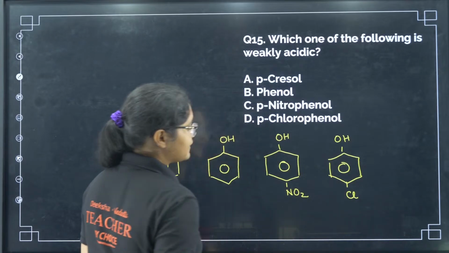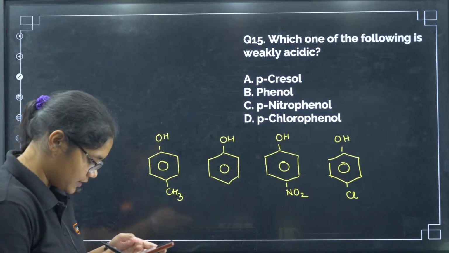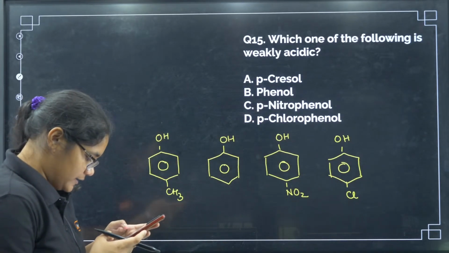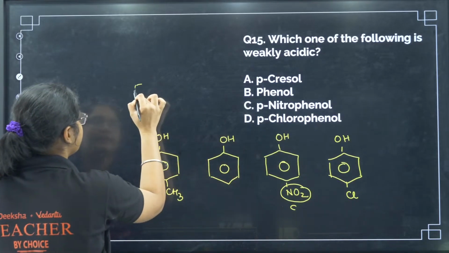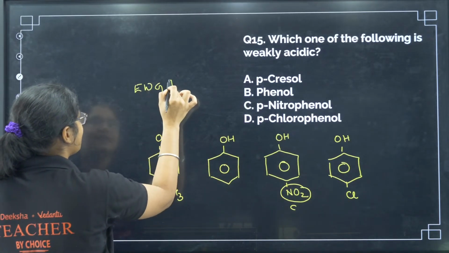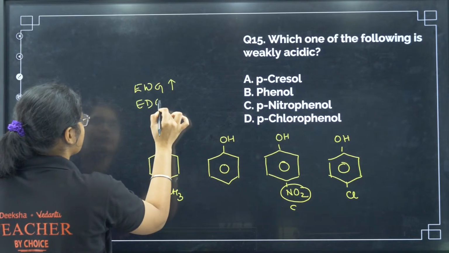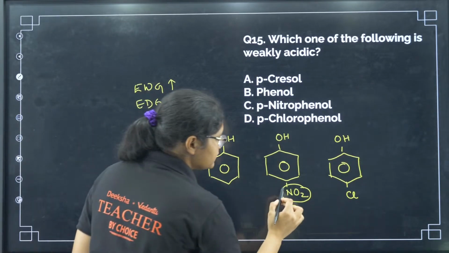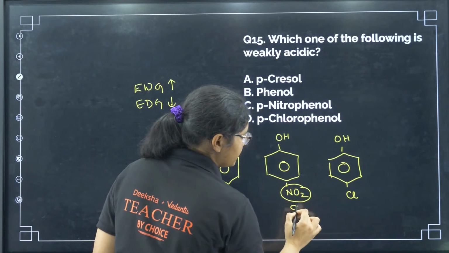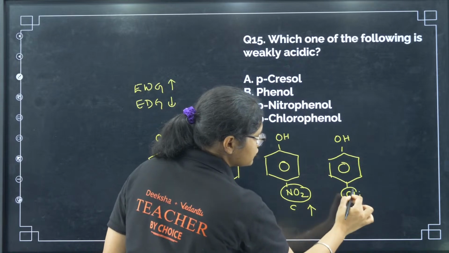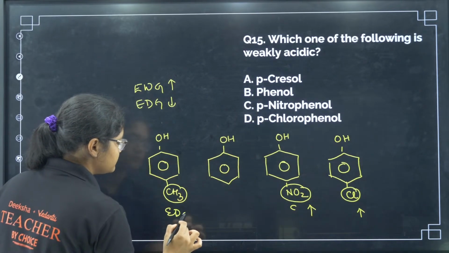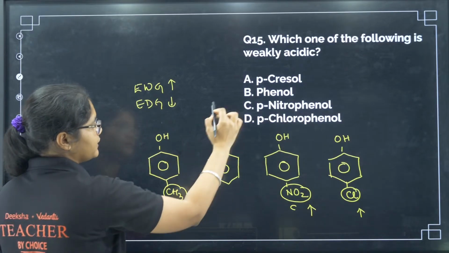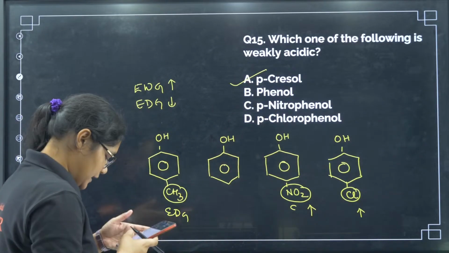Weakly acidic means which is the weakest acid out of these. Yes, so here you can see this is electron withdrawing. So always remember, electron withdrawing group will increase the acidity, electron donating group will decrease the acidity, right? So here it is a withdrawing group, so it will increase the acidity. This is also an electron withdrawing group, increase the acidity. CH3 is a donating group, so it will decrease the acidity, so it is the weakest acid. So option number A here.